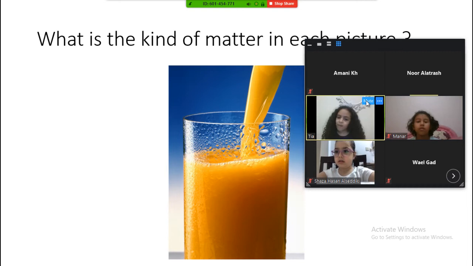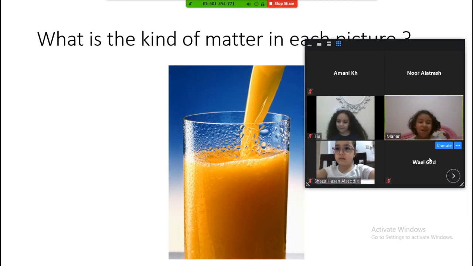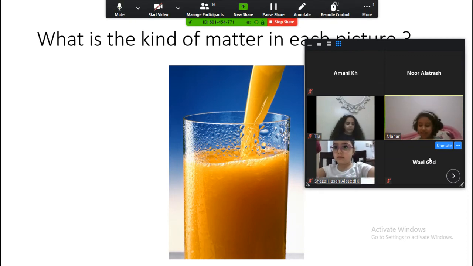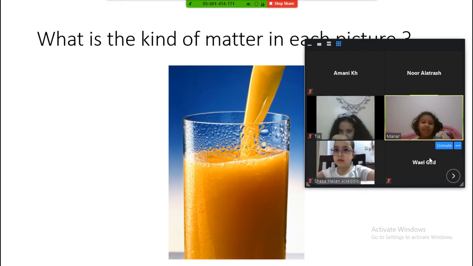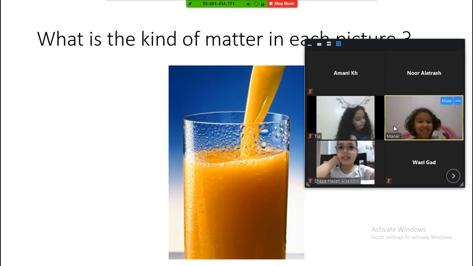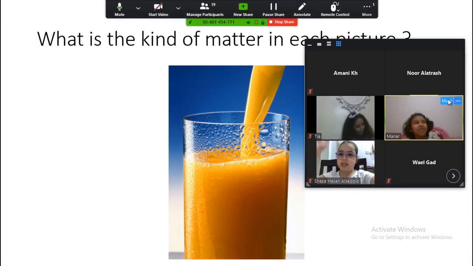Who can tell me why it is a liquid? Yalla Manar. Why do you think juice is liquid? Because it's like water. That's right. But what can you tell me about the liquids, what they have, what they can do? I don't know. Do you remember the word flow? Yes. What's the meaning of the word flow? Do you remember when we said the water in the river can flow fast? What's the meaning of flow? Move. Move or run. Excellent. Who can tell me something else about liquids?